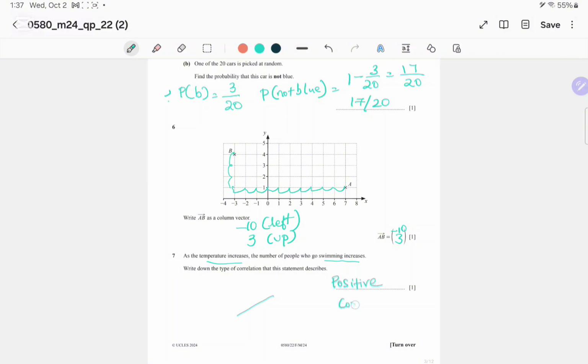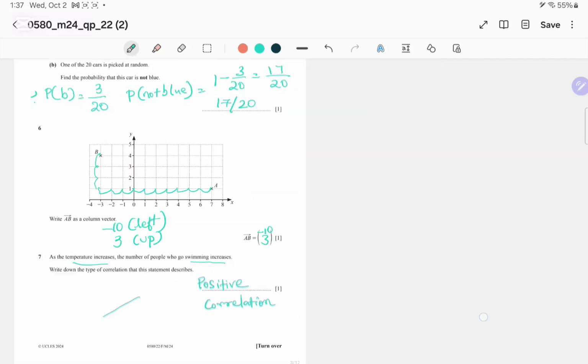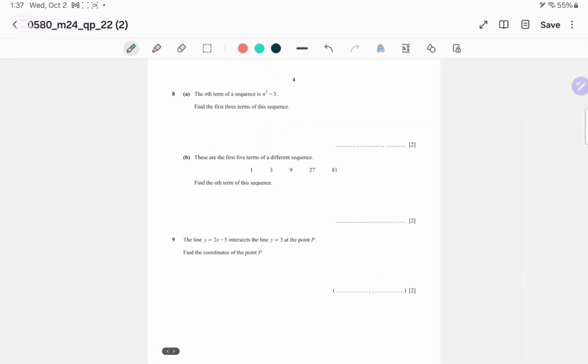Okay, positive correlation. Okay, can we go to the next question? Very simple question test there. Now we will go to the 8th question.